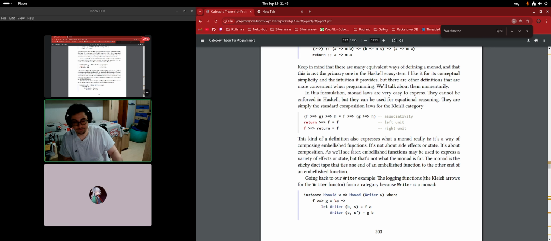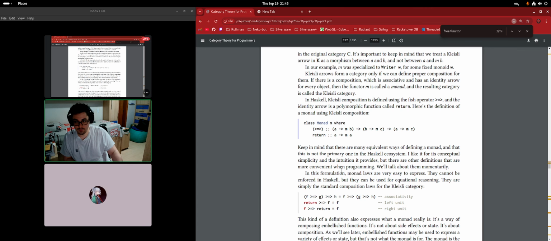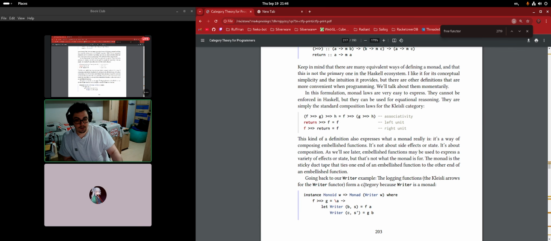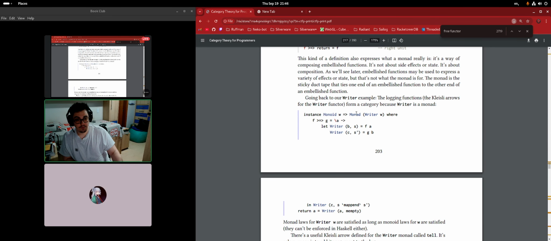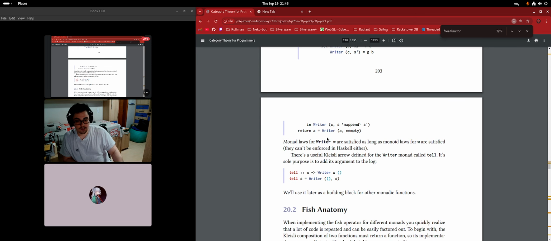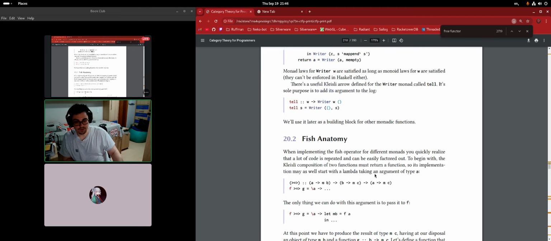Anyway, a monad is about composing embellished functions, which we've seen before, right? We're basically just naming things, but when we saw classic categories, we've seen this before. So this is the implementation of the monad, having the internal contents as a monoid using the fish operator definition. And then we also have a very cool function called tell, which basically allows us to add an argument to the log. Makes sense. Kind of makes sense.